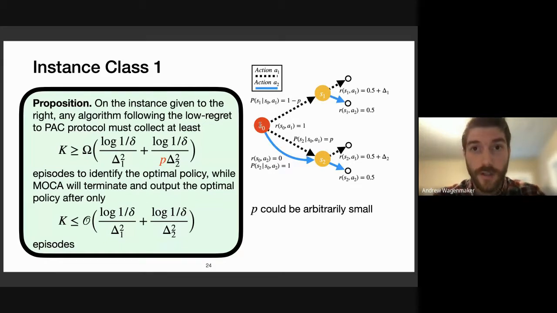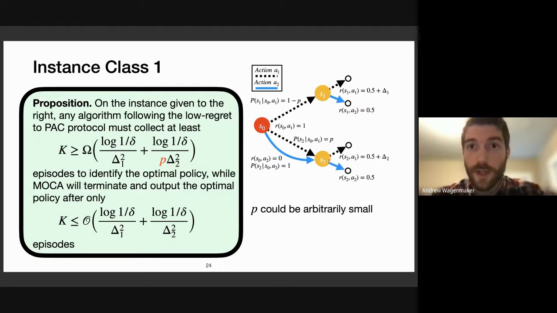And if you take action A1, you transition to state S1 with probability 1 minus p, and state S2 with probability p. And we assume this is the optimal action. So the reward you get playing this action is 1. And so any good policy would play this action, essentially. But then we assume there's this other suboptimal action, A2, which will transition to state S2 with probability 1.